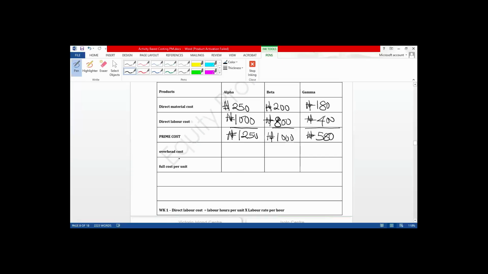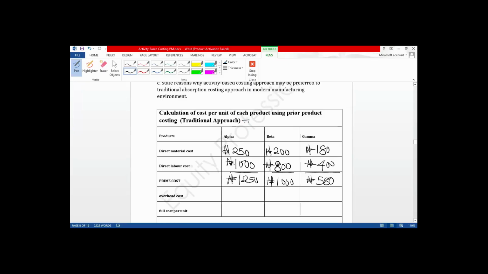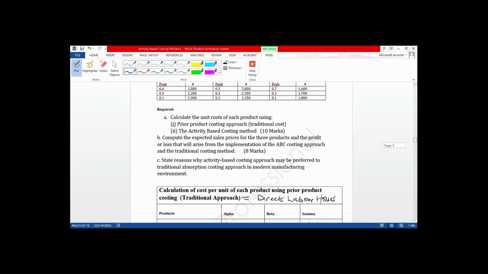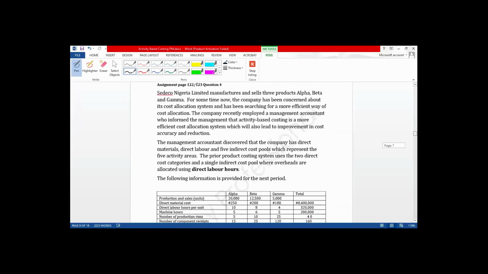We now come to the overhead costs. Overhead costs are indirect costs. Now, under prior product costing, overhead is allocated using direct labor hours. That is according to the question, please. Not formulated from my head. Look at it. You can't formulate it from your head.